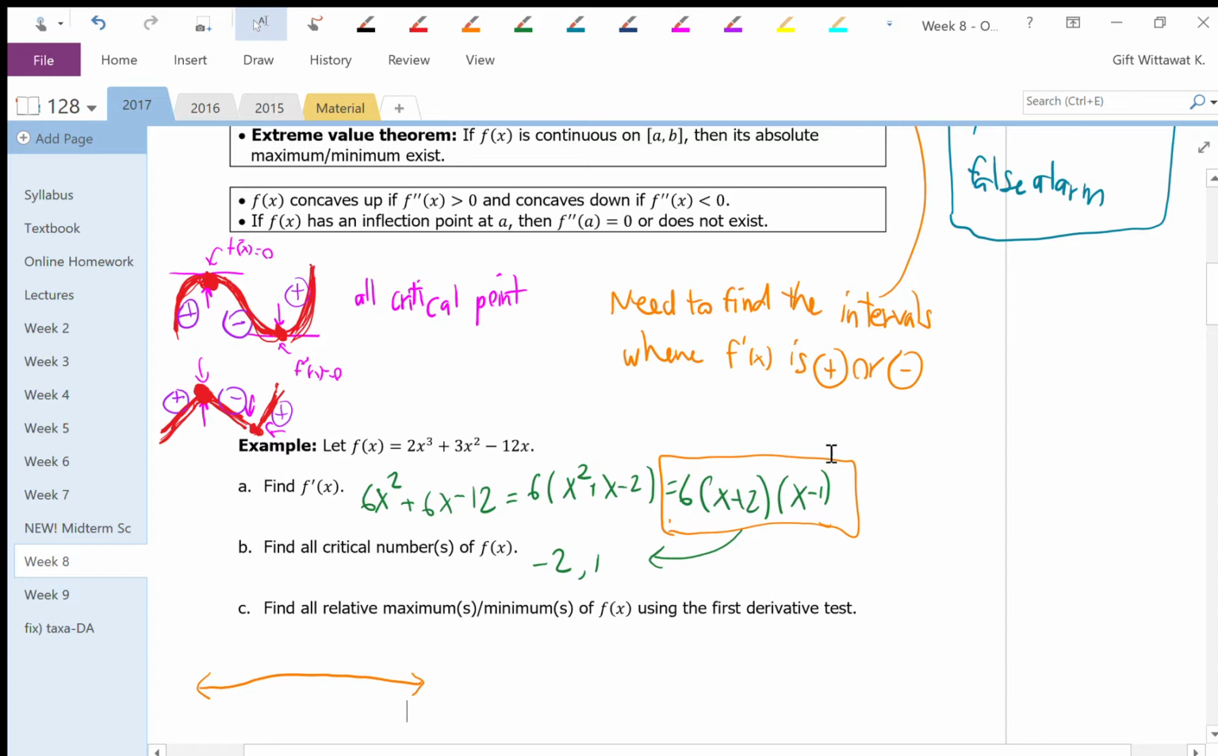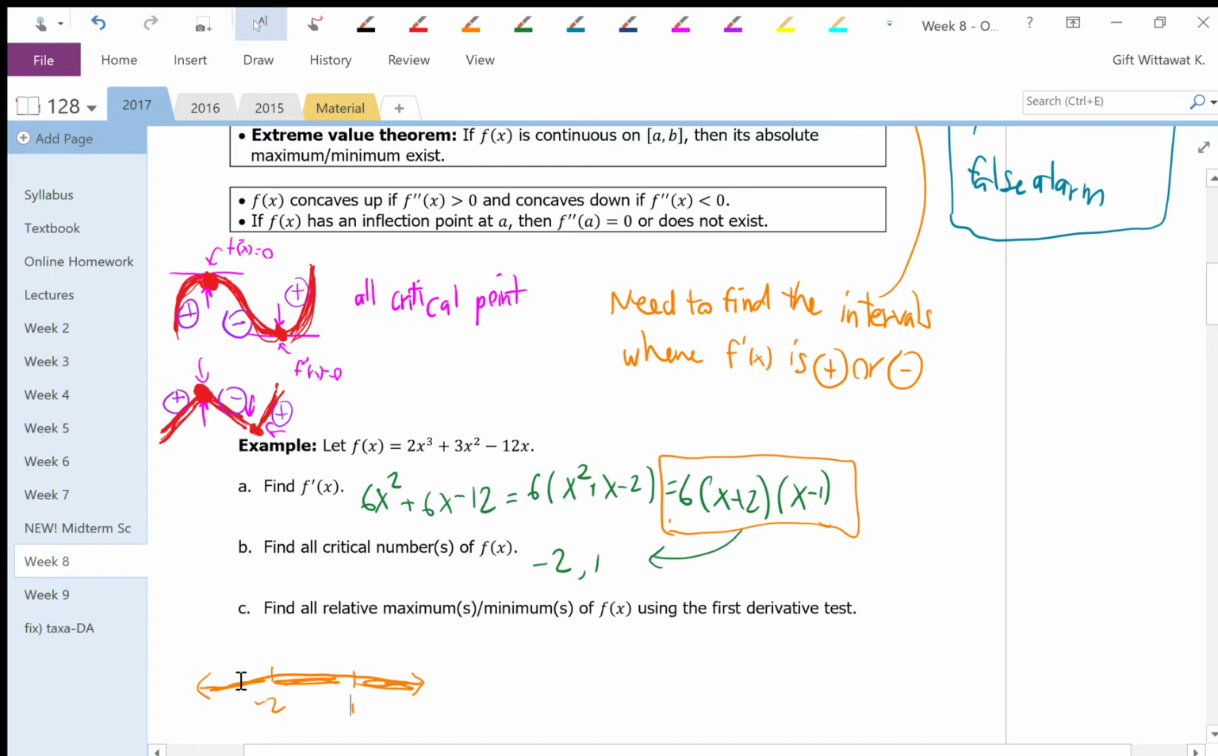Now, how do you find when this guy is positive or negative? Well, I know it's going to be 0 at negative 2 and 1. So on the number line, you can mark out negative 2 and 1. Now what you can do is plug in on each of the pieces. The value of this derivative will either be all positive or all negative on each piece. So you can just plug in one of the numbers to see if it is positive or negative.